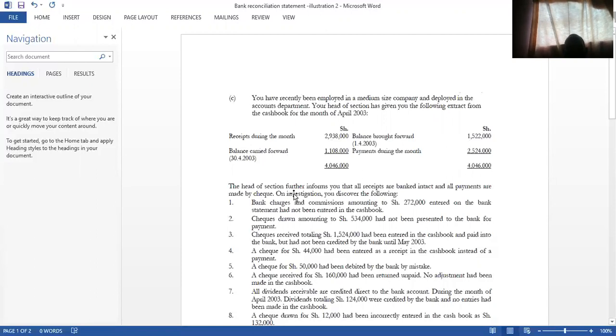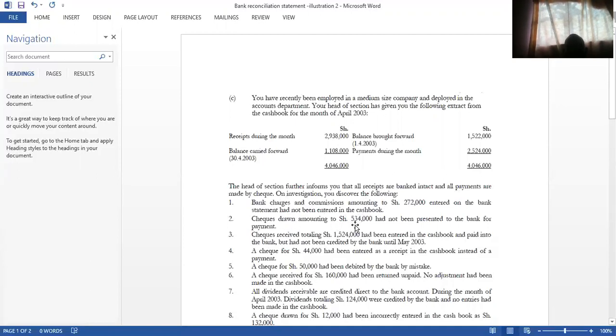So the head of section further informs you that all receipts are banked intact and all payments are made by cheque. On investigation, you discover the following. Number one, bank charges and omissions amounting to 272,000 entered on the bank statement had not been entered in the cash book. By the fact that it is missing in the cash book, it is used to update the cash book. Let me take you through before we go to the solution.